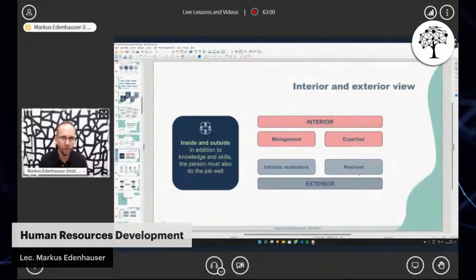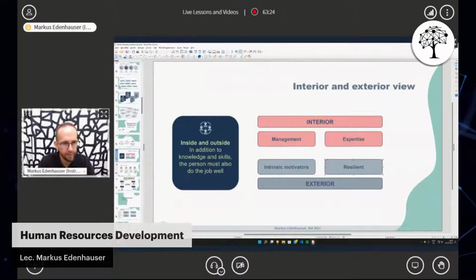But what is it? To take a closer look at these intrinsic motivators also gives you a good insight into how this person ticks and works. Therefore, it is necessary that you also have a plan for how you could develop certain kinds of employees, interior and exterior view.